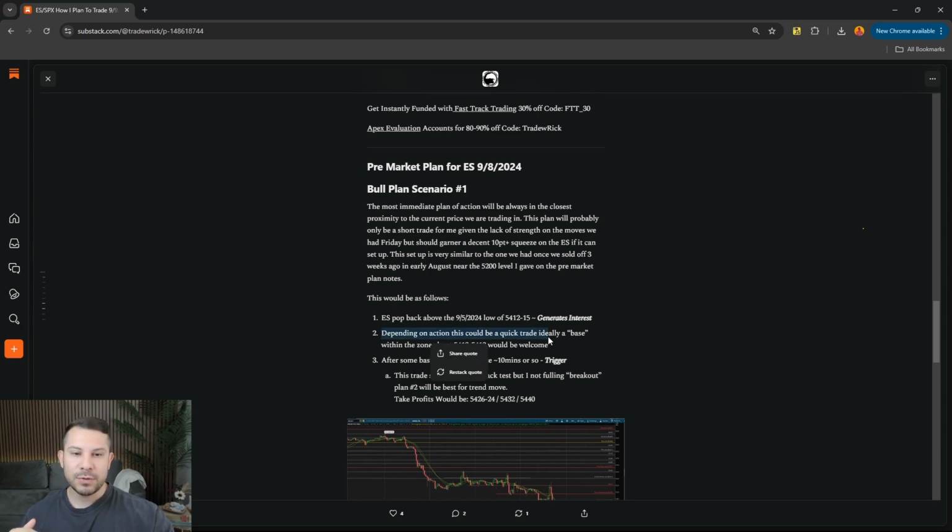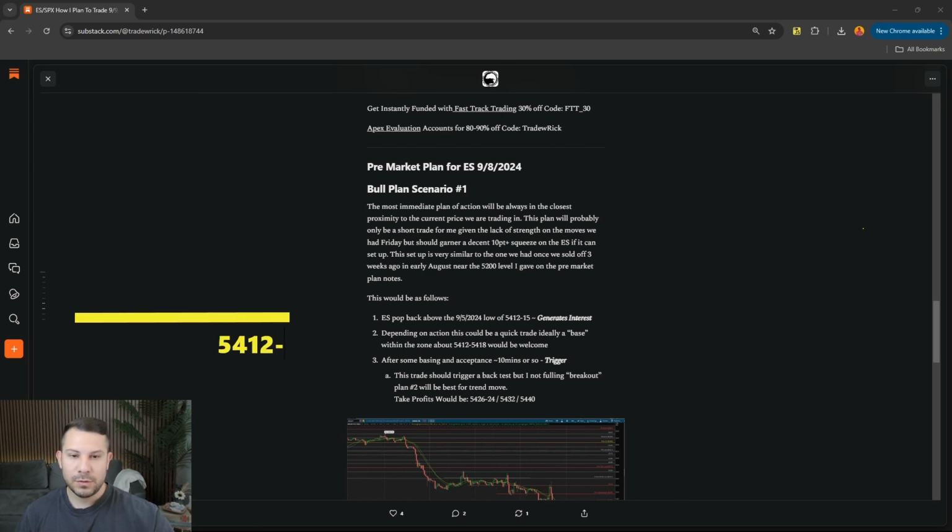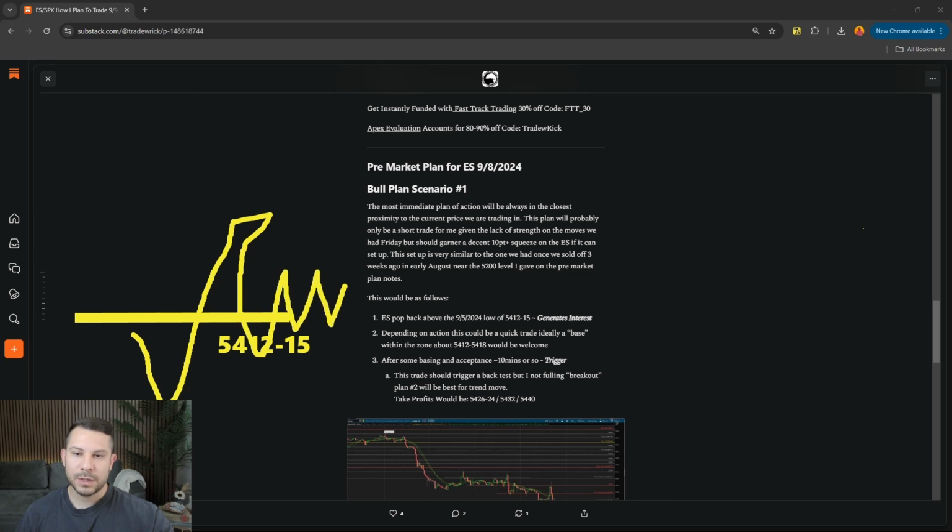Depending on this action, the quick trade could ideally base, meaning trade sideways, right? Just like consolidate sideways. This is the level here, so I'm going to draw an illustration. Hopefully this helps understand a little bit what I mean by base. This is 5412, 515, and price is down here, right? Comes in and it just boop, maybe overshoots below, but it just bases here, right? Just trades sideways. That's what I mean by basing. Okay, base or acceptance. There's different terms for this. So you might see me say acceptance or base, either or.